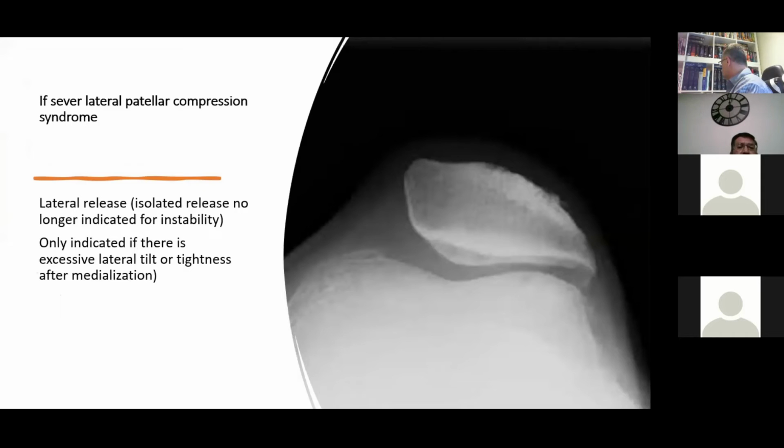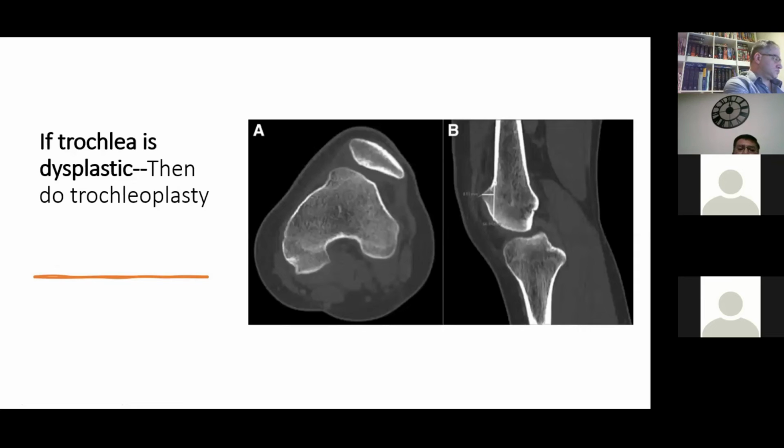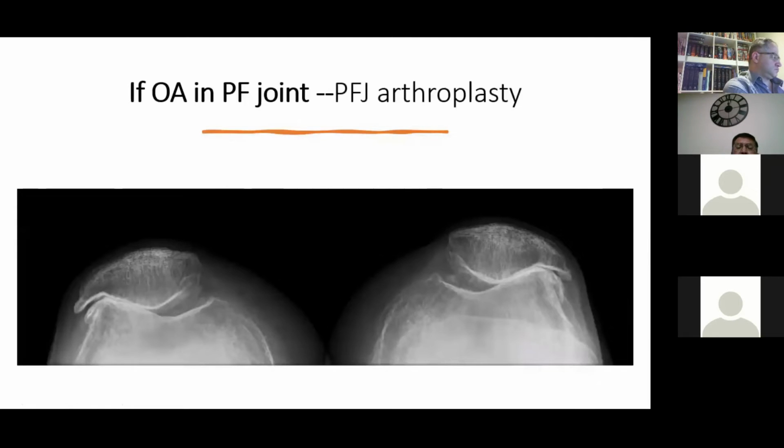If there is severe lateral patellar compression syndrome and the lateral structures are tight, then theoretically we can do the lateral release, but practically nowadays we are not doing isolated lateral release. It is usually indicated if there is excessive lateral tilt or tightness after medialization of the tibial tuberosity. If we find trochlear dysplasia, then we can do the trochleoplasty. And if the patient presents late with patellofemoral joint arthritis, then the option is patellofemoral joint arthroplasty.